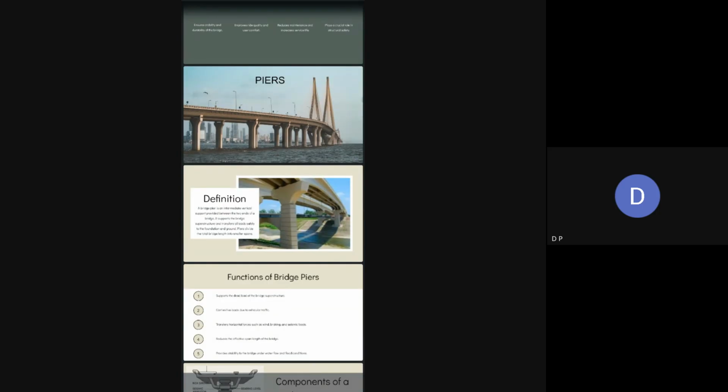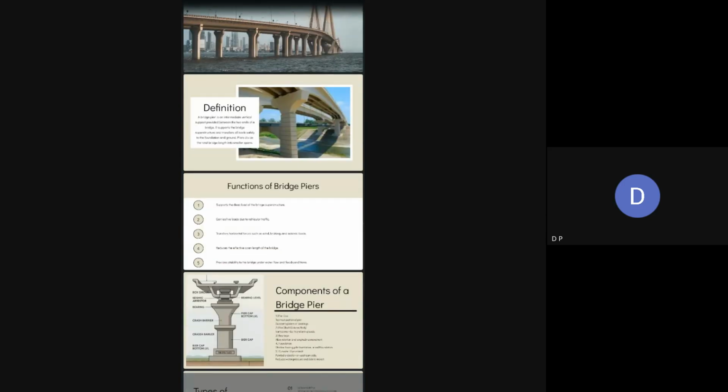In this image, you can see the piers. A bridge pier is an intermediate vertical support provided between the two ends of a bridge. It supports the bridge superstructure and transfers all loads safely to the foundation and ground. Piers divide the total bridge length into smaller spans.